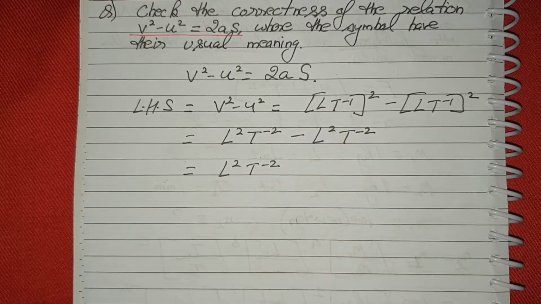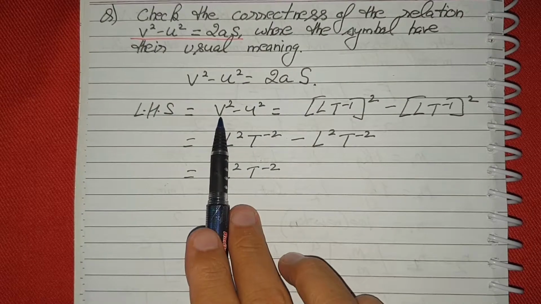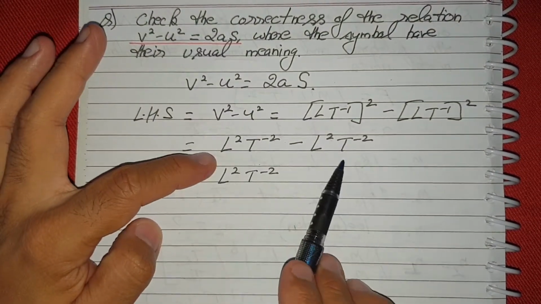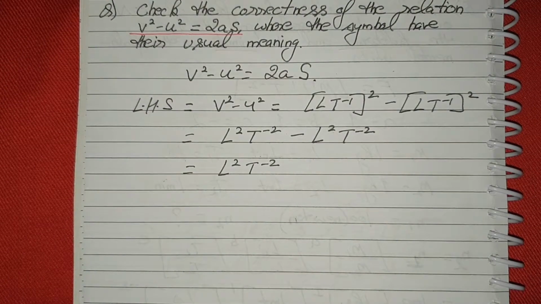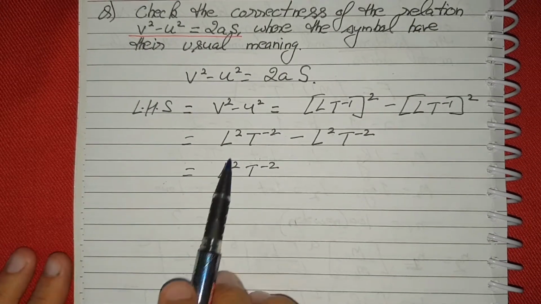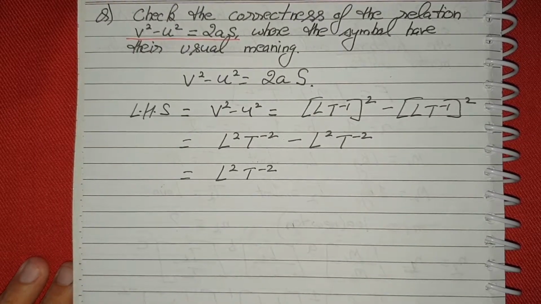See, we are dealing with the dimensions, not the numbers. Dimension means, if suppose these are the velocities, they have different values. This might have a different value, this might have a different value. So when you are subtracting the final velocity from the initial velocity, still it will have some value, and that will have its dimension. So that's why I have written L square t minus 2. LHS is L square t minus 2.